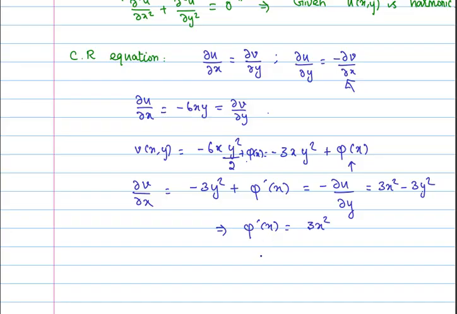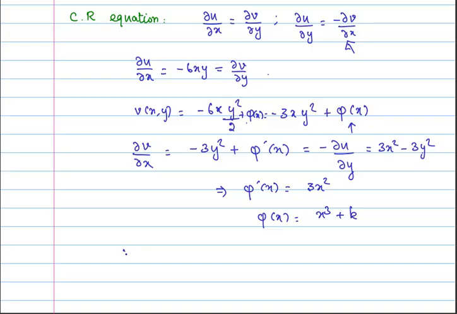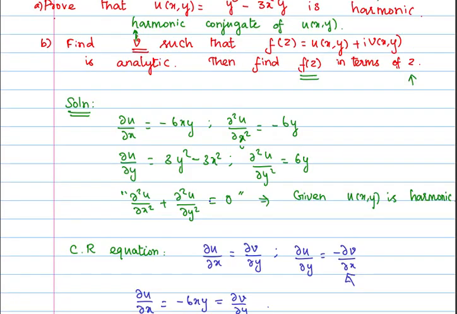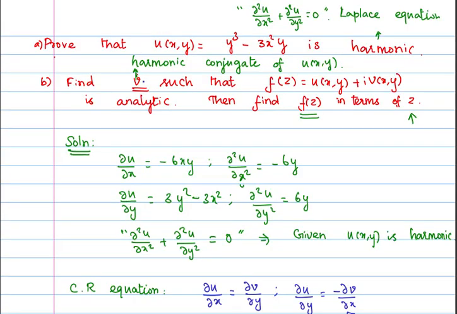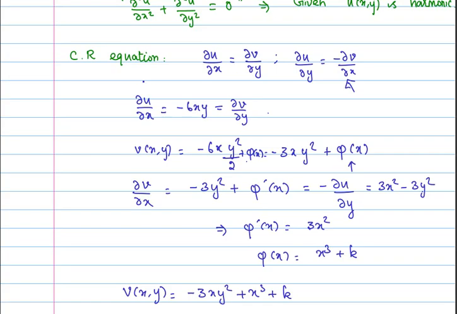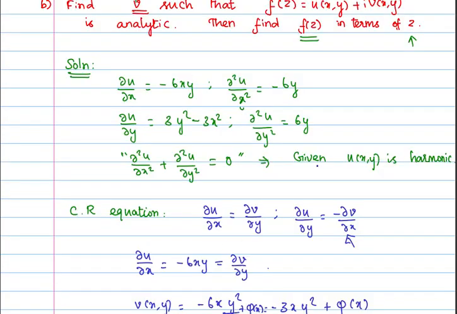If you integrate with respect to x, phi of x is x cube plus some constant. Then my v of x comma y is minus 3x y square plus x cube plus some constant k. This is my harmonic conjugate v of x comma y. So the second part is also done. My third part is to find f of z in terms of z.